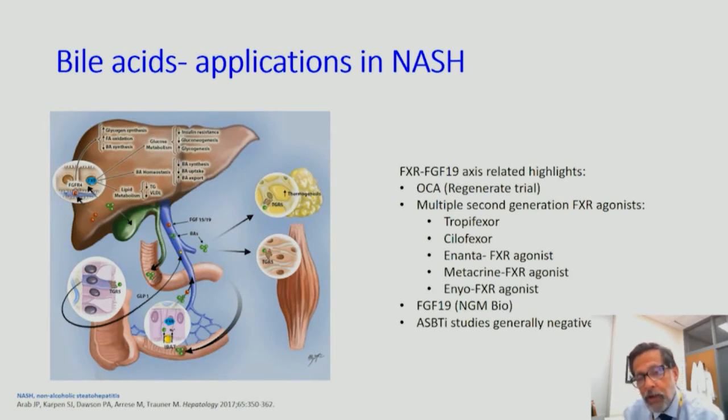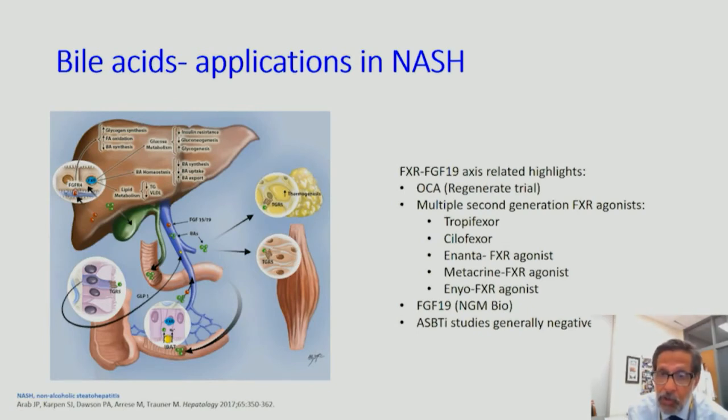Now, obeticholic acid is the prototype FXR agonist. The REGENERATE trial was the first phase 3 trial to be completed for its interim histologic endpoint. It is now approaching its final clinical outcomes endpoint, and probably by the end of next year, we'll have the early glimpse of the data with clinical outcomes. Now, this drug did not receive full approval based on histology because it does increase LDL cholesterol. There's some pruritus. There's some potential for hepatotoxicity.